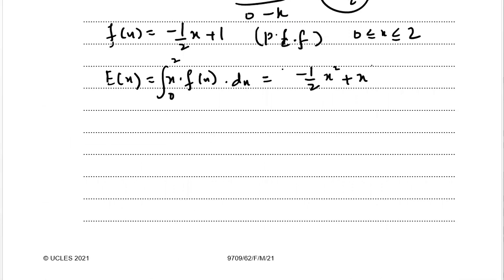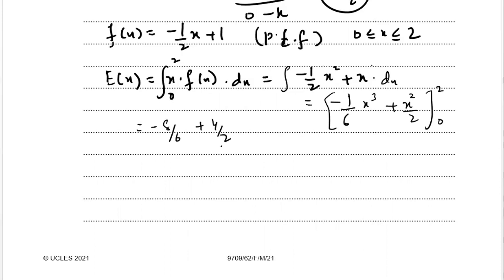Now integrating this, 3 comes downward, so we get 1 upon 6 x cube plus x square upon 2, from 0 to 2. So it becomes minus 8 upon 6 plus 4 upon 2. This is coming 2 over 3, that is 0.667.